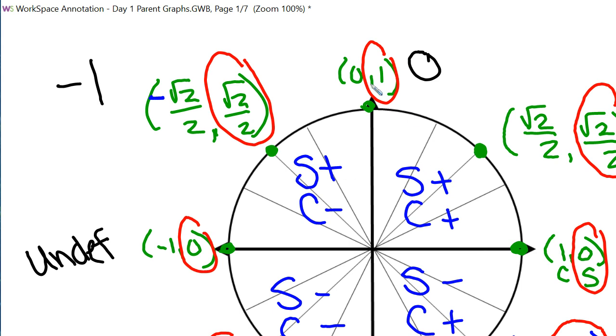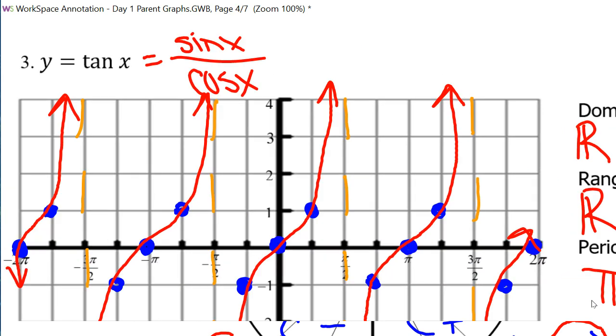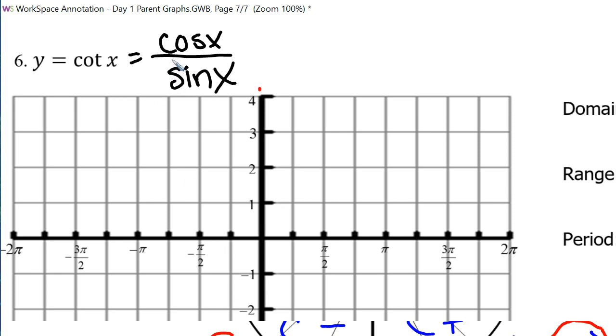So wherever you see undefined, you need to draw in vertical asymptotes. So we need a vertical asymptote at 0, pi, and 2 pi. Okay, then plot your point for pi over 4. What was the cotangent for pi over 4? 1. Square root of 2 over 2 divided by square root of 2 over 2 is 1. What about the cotangent for pi over 2? 0. What about the cotangent for 3 pi over 4? Negative 1.